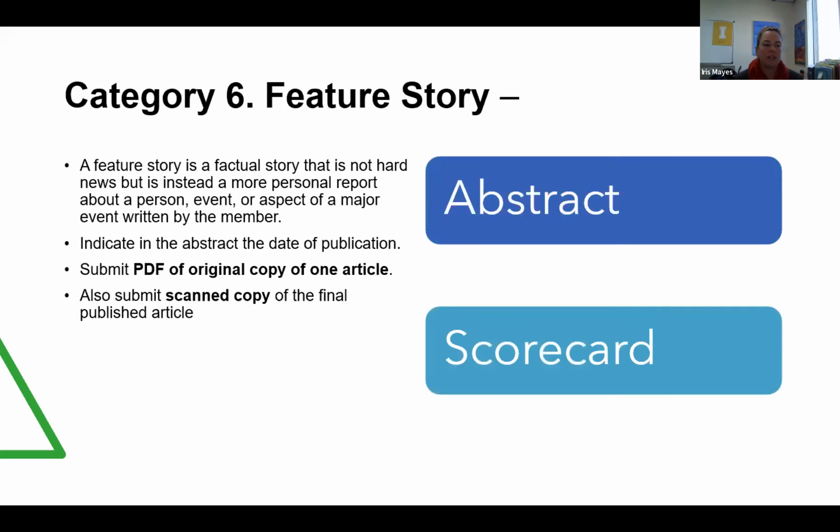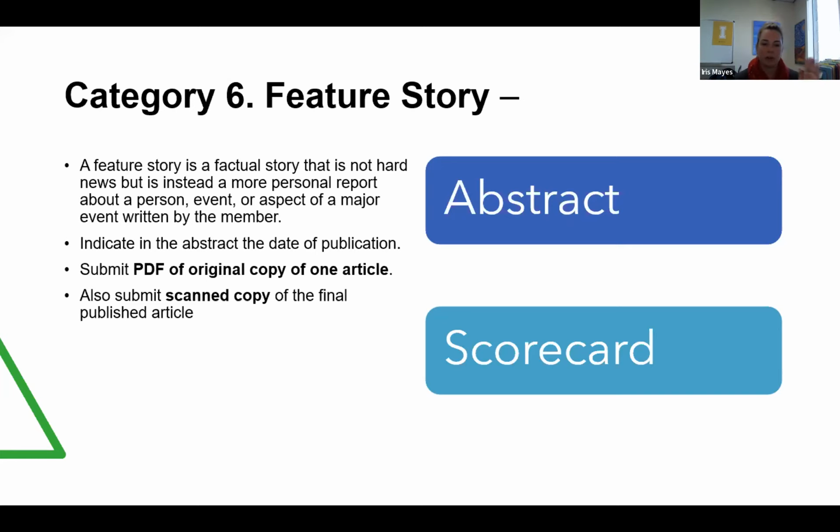The other topic I'm going to cover is the feature story, where we do have a little bit of confusion because it is not exactly like some of the other categories. It's a little bit open-ended, and I'm going to take you to the website so you can see the example winner from last year. Follow the abstract instructions, and make sure you include the date of publication, which does have to be during that calendar year. You want to submit a PDF of the original copy of one article, as well as a scanned copy of the final. I'll show you what that looks like.